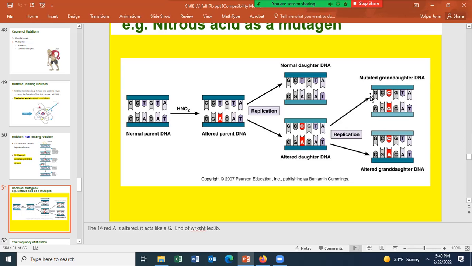cannot be repaired. Okay, at this point, although this would be hard to repair because it's going to see that A as a G, but it could always replace that C and then put in the T, but I'm not sure how it could do that because the modified A looks like a G. But anyways, once the DNA gets replicated, the mutation is now fixed. Any question about any of that?